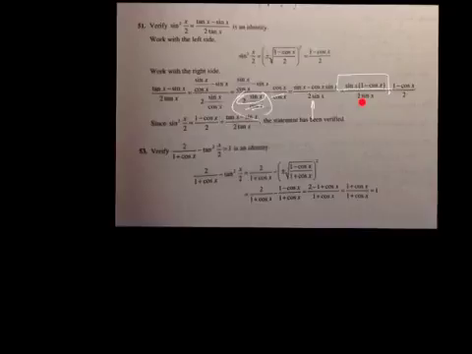Minus cosine of x over 2 sine of x. And my sines cancel right here and right here. And I'm left with 1 minus the cosine of x over 2, which is what I got up there. So I just verified that that statement was true. And that's what they're doing here.